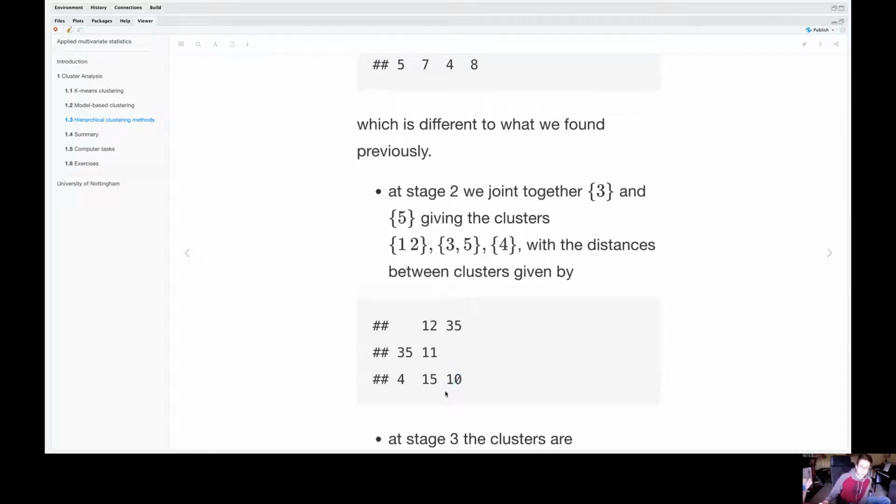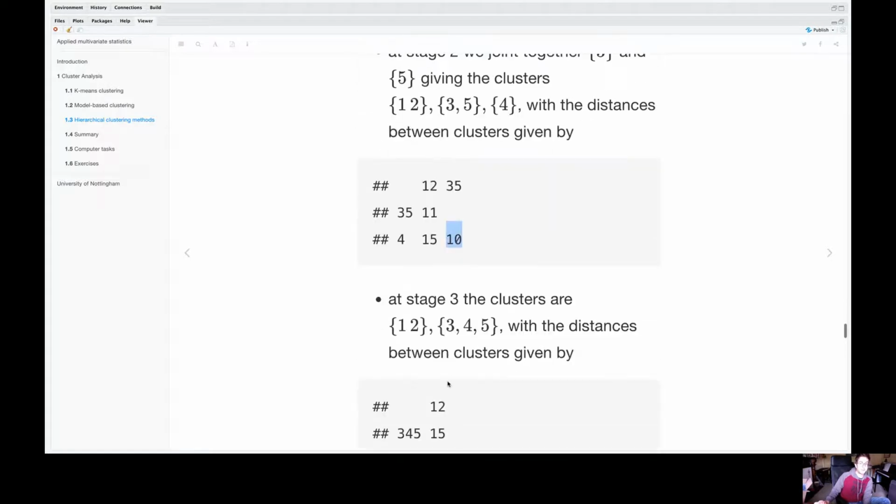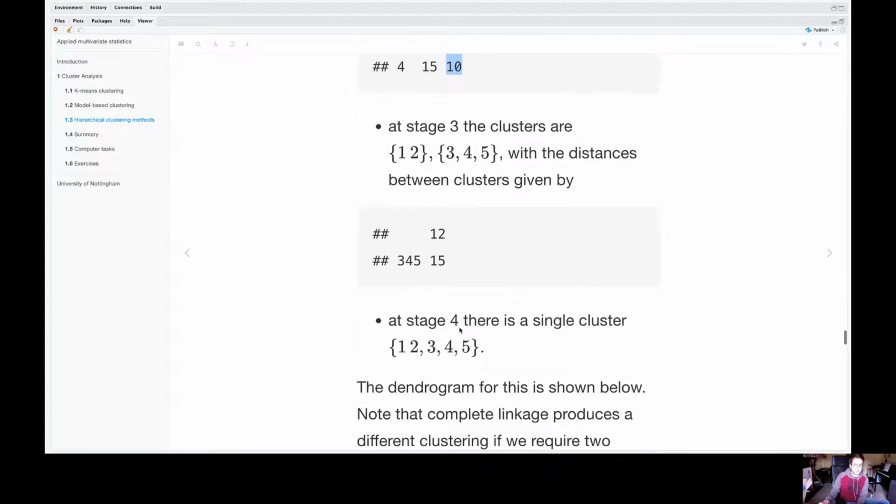So at the next stage, we join the clusters that are closest. So that is clusters 3, 5, and 4. That's 10. So that's different to what we did last time. So now we get the clusters 1, 2, and 3, 4, 5. And then at the final stage, again, we just join them all together.